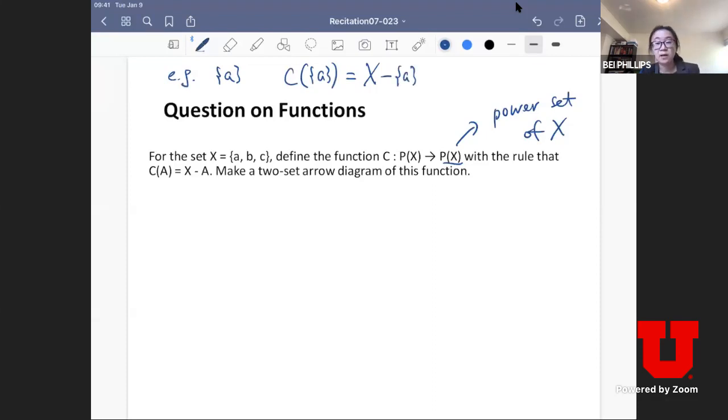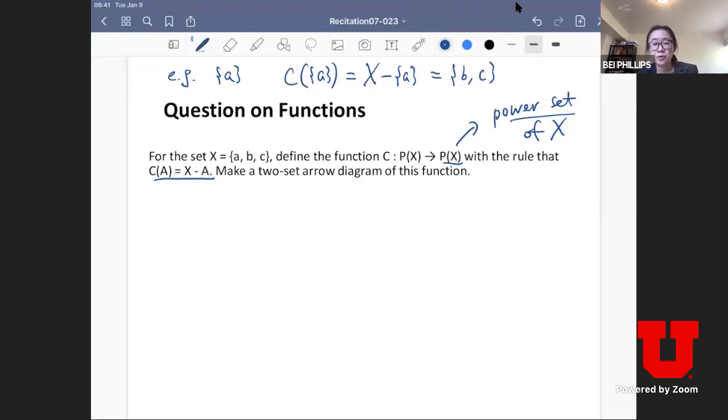So what is X? X is ABC. So this is everything in X, but not including element A. So this is equal to B and C. So this is set difference right here. And this is a power set. And what the problem is asking is to generate a two-set arrow diagram of this function. So this is a visualization of what is in the domain and what is in the range of this function and how those elements map into one another.